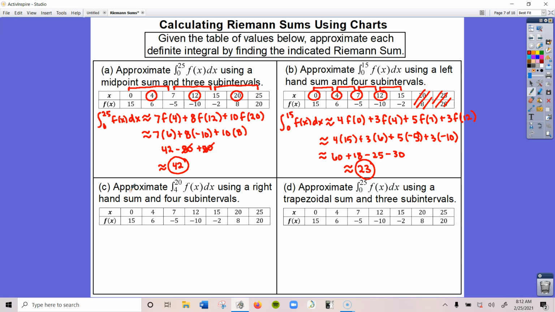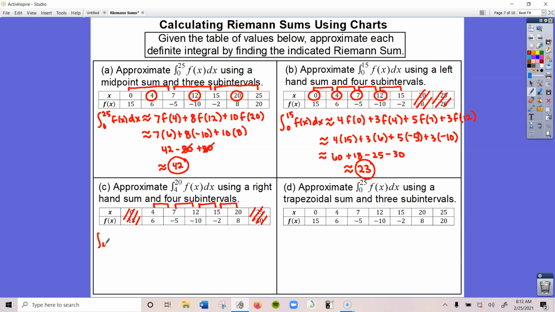Now let's try that here. We are approximating the integral from 4 to 20 of f of x dx using a right-hand sum and 4 subintervals. So we're going from 4 to 20, so that means I can disregard 0 and 25. 4 subintervals, so I'm going to divide this from 4 to 7, 7 to 12, 12 to 15, and 15 to 20. So let's see if we can write this out.